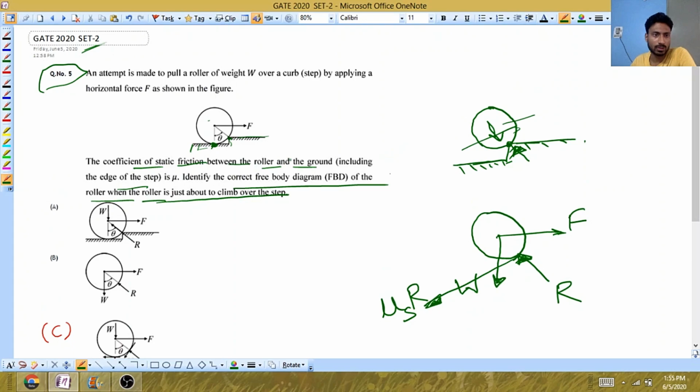Okay, so hope you have understood how to draw the FBD. In FBD you will consider all the forces that are observed, all the external forces plus weight of the body plus normal reaction if it is there plus friction. So these all things you need to consider in your FBD. FBD means free body diagram. So if you still have any doubt, please mention in the comment box.